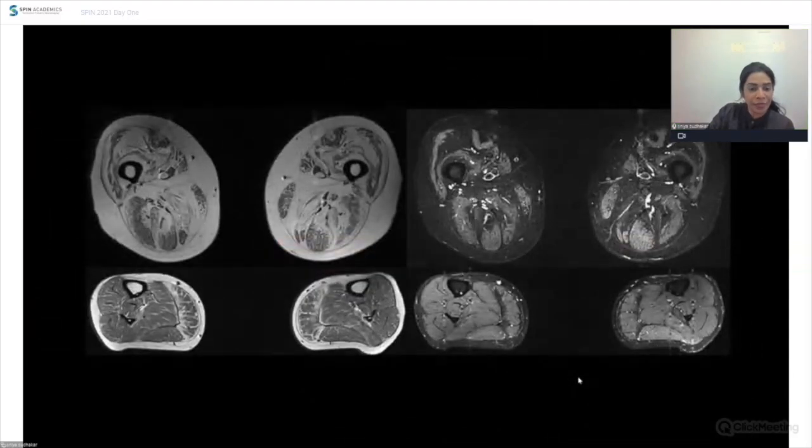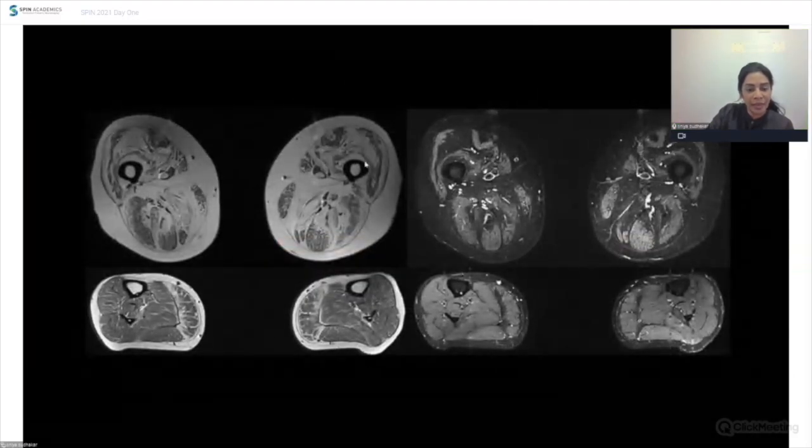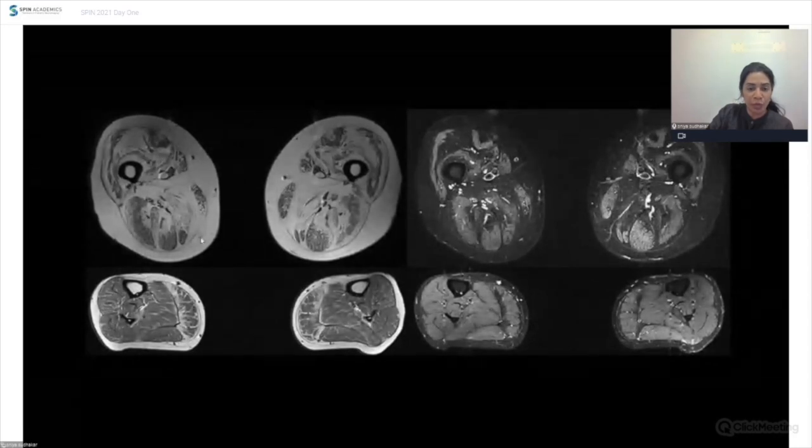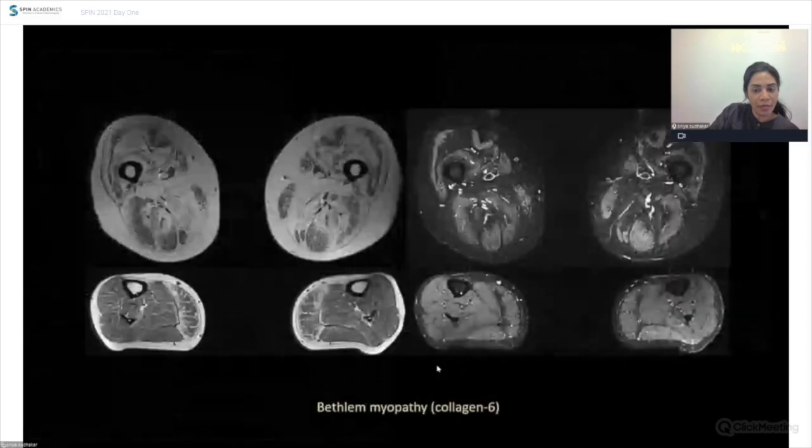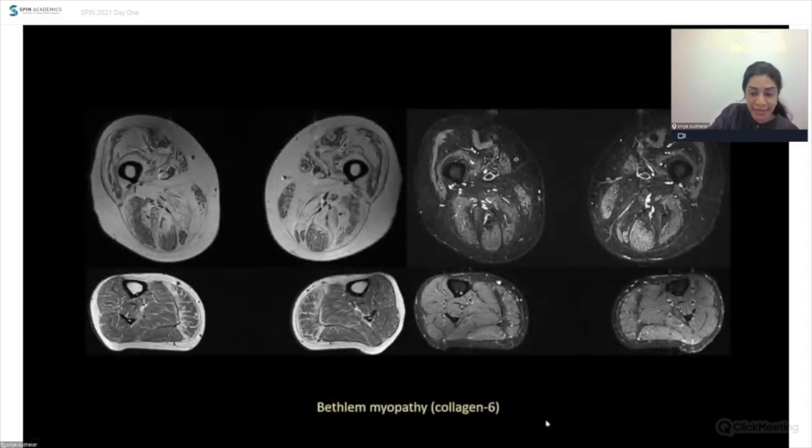Another case where you can see the muscles are significantly involved in both the anterior and posterior compartment, but here you can see an intramuscular pattern. If you notice here, there is a centripetal involvement in the rectus femoris. You can see that the center is more involved, and here again you can see a line between the gastrocnemius as well as the soleus. So these two features are very important indicators of collagen 6.